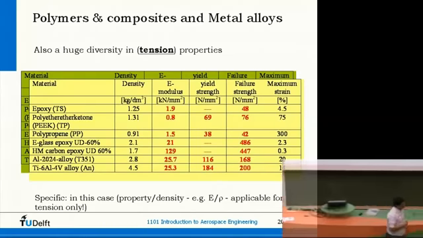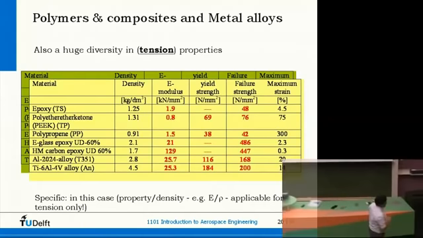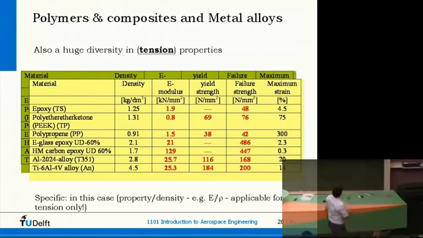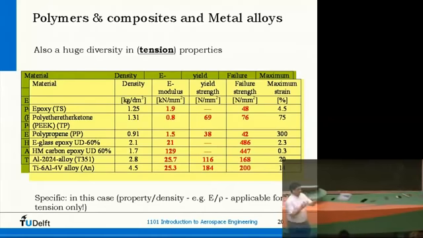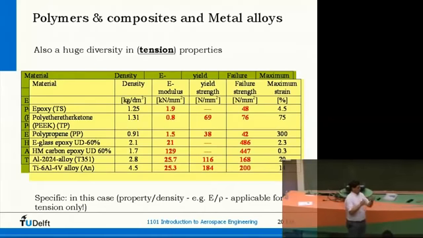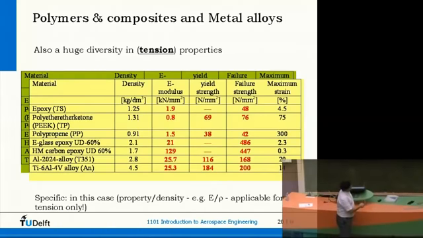The maximum strain, that means how far I can stretch a material before it fails. And there you see one of the weak points of composites. It is very brittle. It has a very small amount of deformation possible before it fails. That's for metals much better.